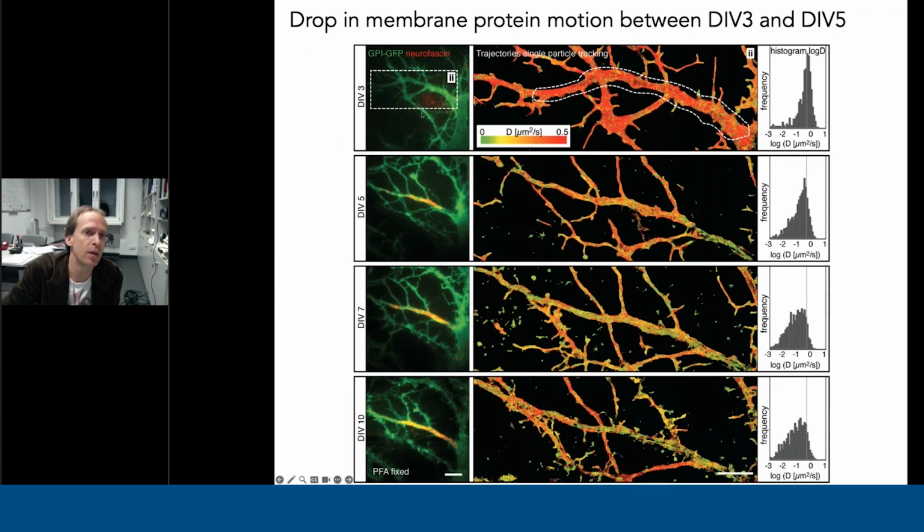So this is the axon after 3 days of growth. You can see here this is GPI-GFP staining, so the cell is transfected. Neurofascin as a marker of the early axon is not visible yet. If we track the molecules, you can see they're all red. Here we have the diffusion coefficient from green for immobile to red for fast diffusion. You can see that all along the axon here, we have fast diffusing molecules. Here's the histogram.